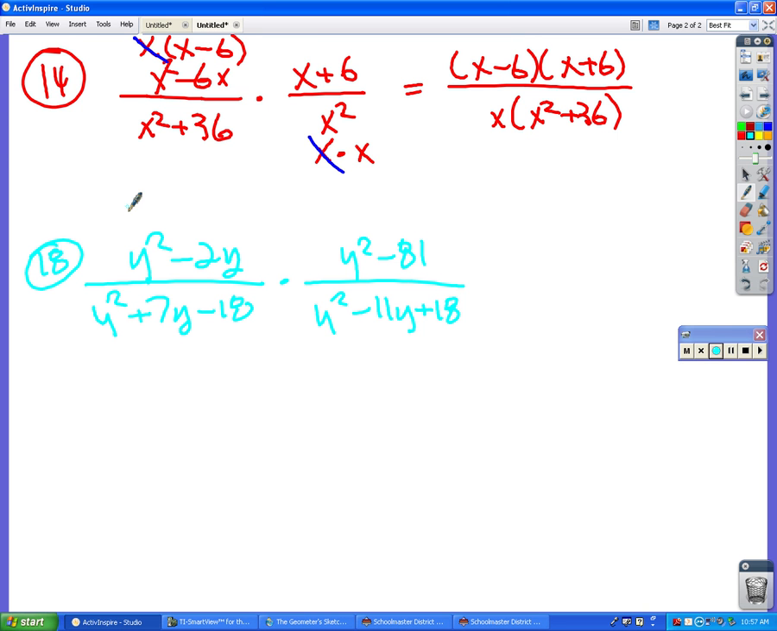Okay, here we can factor y out of that and leave it as y times y minus 2. Bottom right is y and y. Minus 5, minus 3. Wait, 6 and 3 is 9. I meant 5. Didn't work. So what is it? 9 and 2. Okay. And they're both negative.